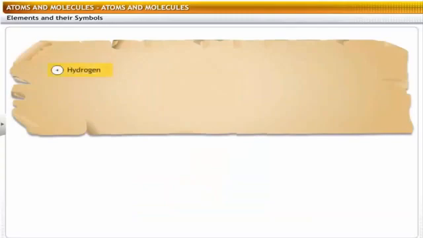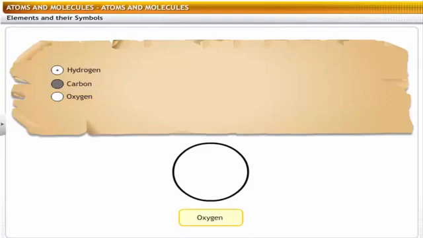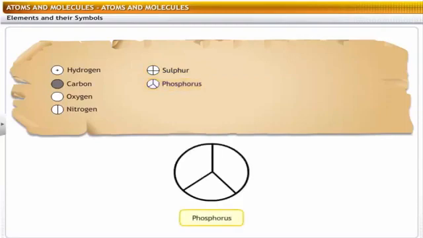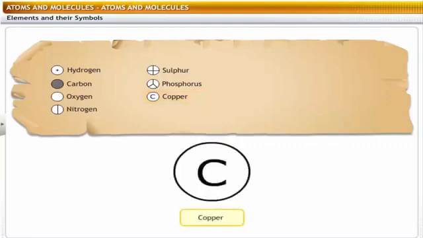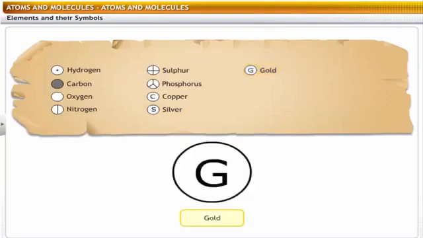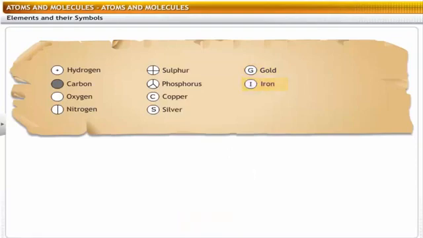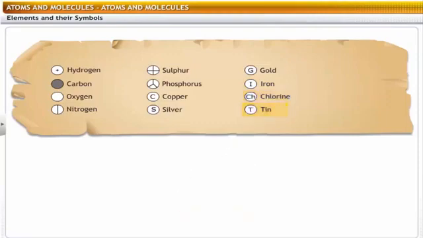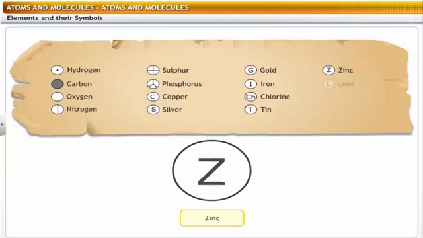For example, hydrogen was represented as, carbon as, oxygen as, nitrogen as, sulfur as, phosphorus as, copper as, silver as, gold as, iron as, chlorine as, tin as, zinc as, and lead as.